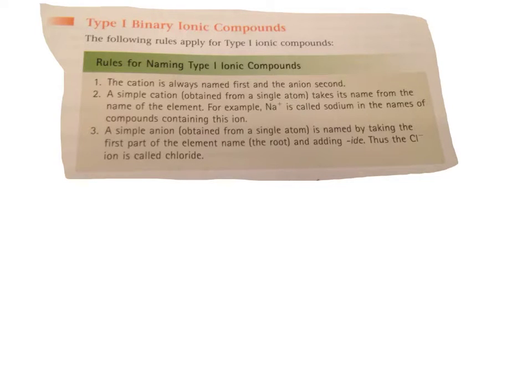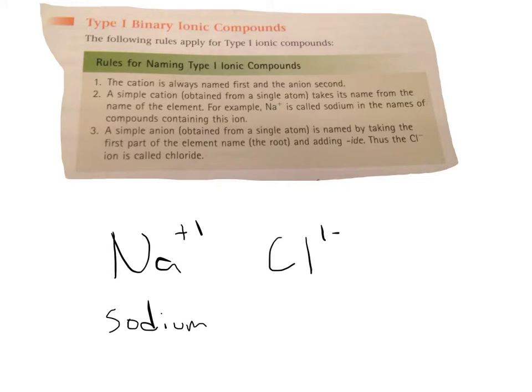Okay, so first of all, the cation is always named first. The anion is named second. We've already done this, so this is probably review, but I will go over it again. If we had an Na+1 ion and a Cl1 minus ion, this is an easy one. You name the cation first, and the cation takes its name just from the elements on the chart. So this would be sodium. And then the anion, you take the first part of the element name and add "ide."